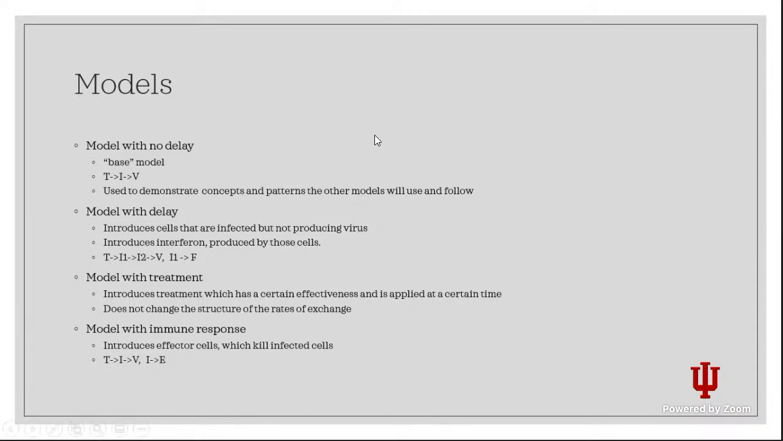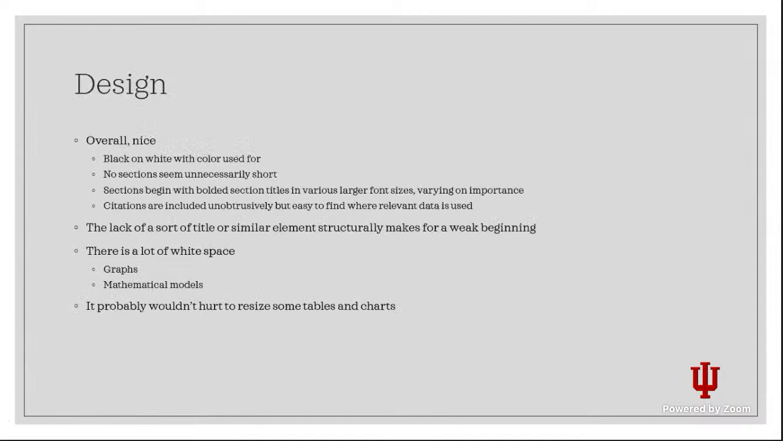And there's the model with immune response, which introduces effector cells, which kill infected cells. Overall, I thought it was nice, the black on white with color used effectively. Where there is color, I think is a good place for highlighting. The sections didn't seem unnecessarily short.